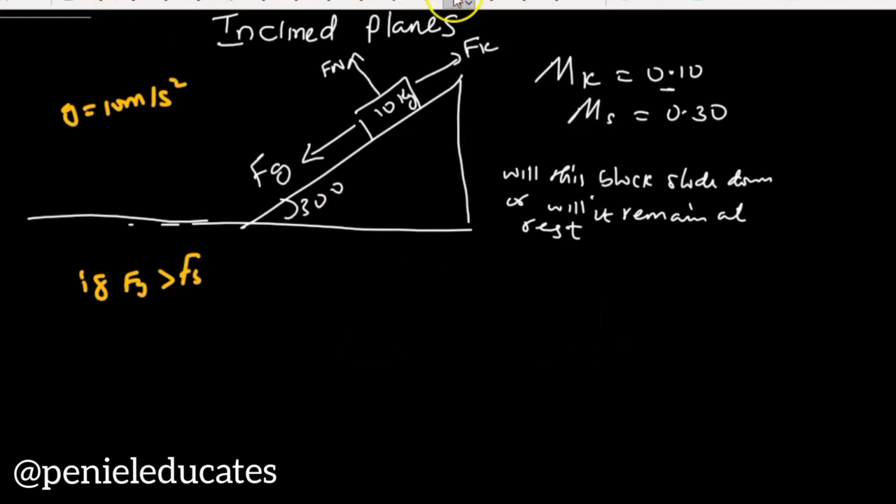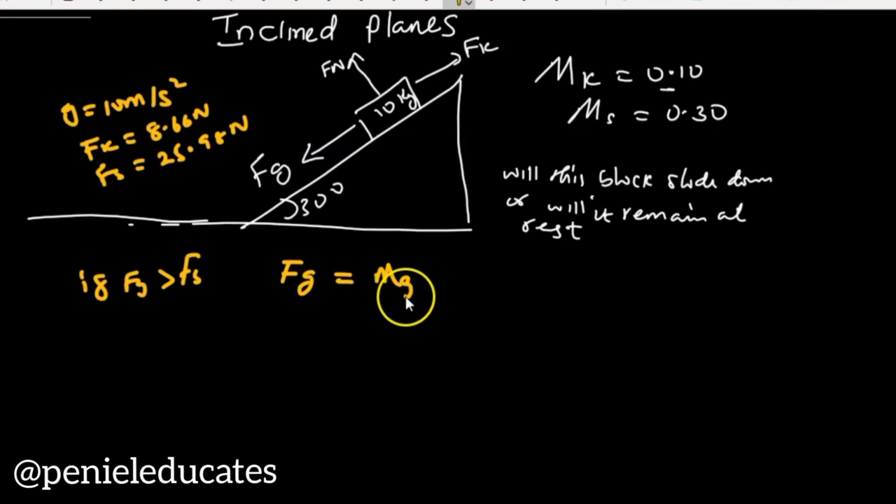So one of the things that we have is that our Fk is 8.66 Newton and our Fs is 25.98 Newton. That's one of the things we've calculated. Now, let us find our Fg. Our Fg is mg sine theta. Our mass is 10, and we have g given as 10, then multiply by sine 30. So this is 50 Newton. We've done that.